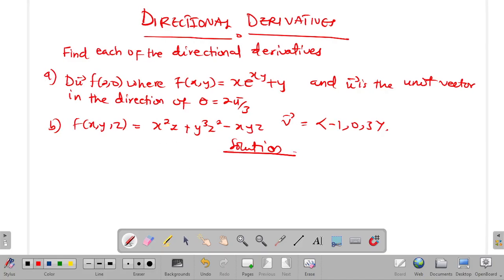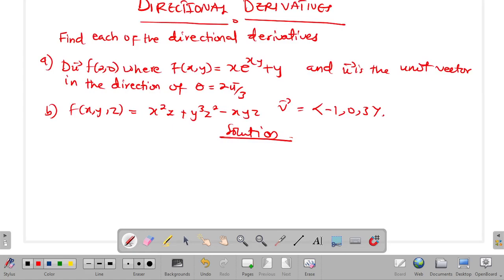I will explain by solving these two problems. When you talk about directional derivatives, we are just trying to say that we want direction. Okay, now we have a function.